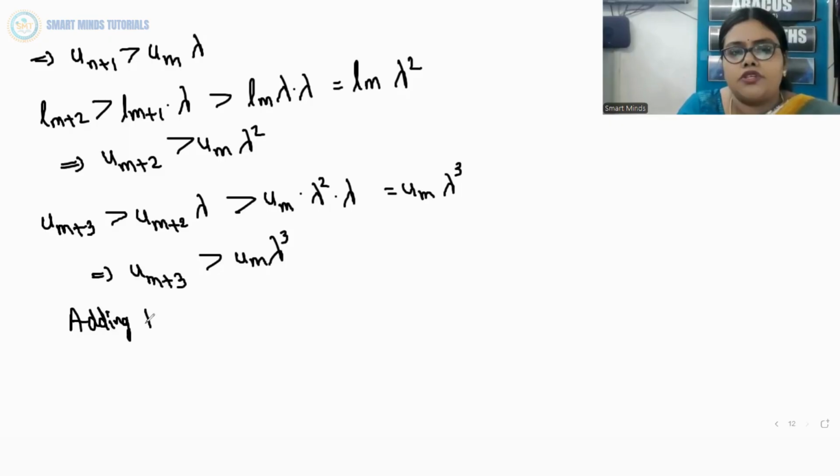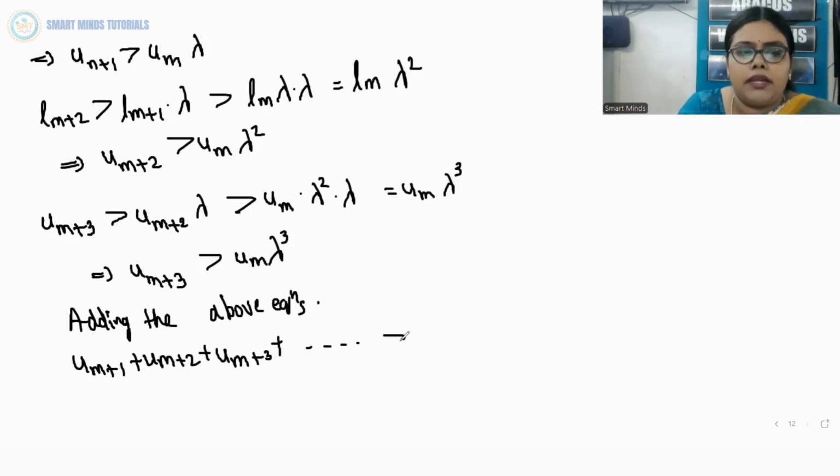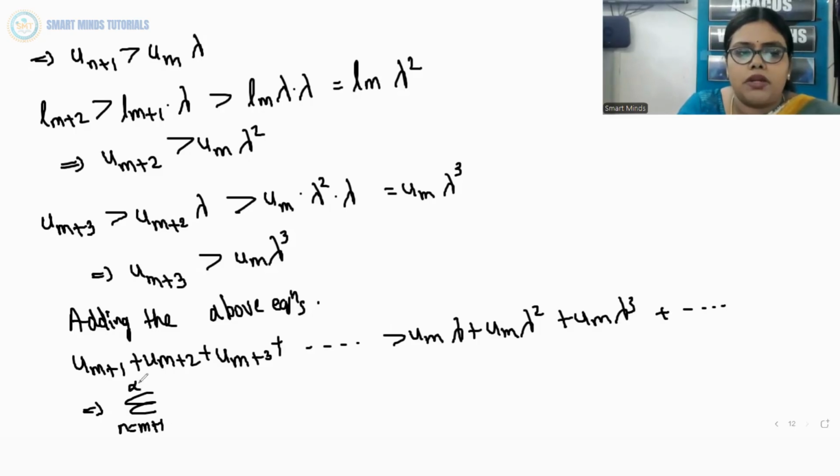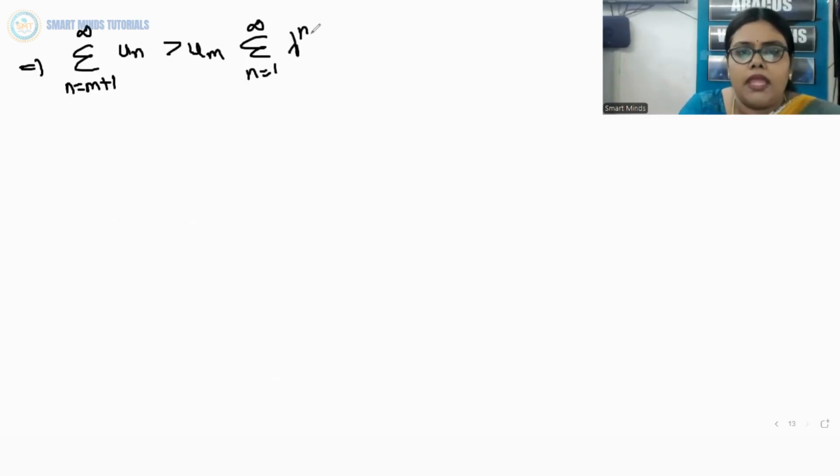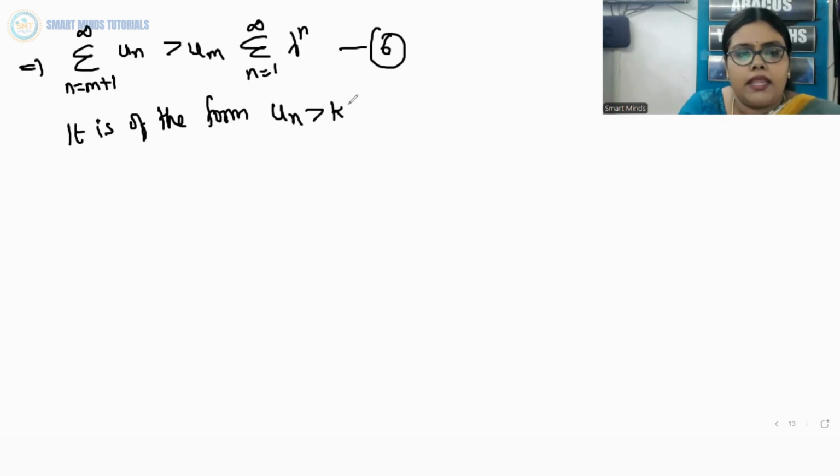Now again, if I add these equations, adding the above equations, what do you get? u_{m+1} plus u_{m+2} plus u_{m+3} plus so on greater than lambda plus lambda square plus lambda cube plus so on, which implies sigma n equal to m plus 1 to infinity u_n greater than, if I take common, lambda plus lambda square plus lambda cube plus so on. So that is nothing but sigma n equal to m plus 1 to infinity u_n greater than sigma n equal to 1 to infinity lambda power n. This is equation number 6. Now it is in what form? It is of the form u_n greater than k v_n.